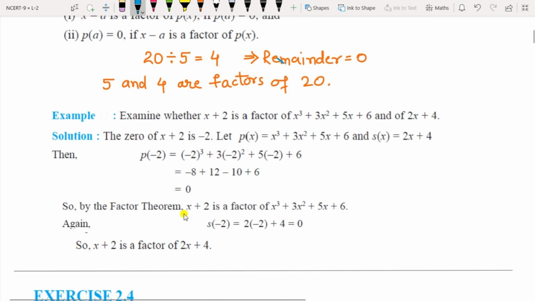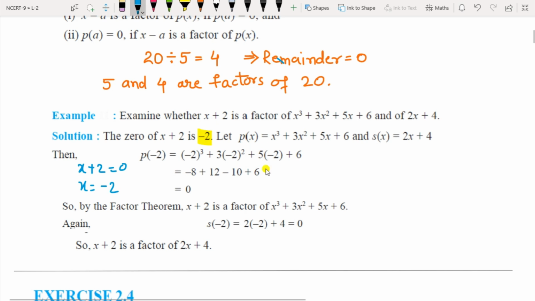Okay. So for example, in polynomials we will see here, examine whether x plus 2 is a factor of this polynomial and this is also another polynomial. So let this polynomial be p(x) and let this other polynomial be s(x). So you have to see whether x plus 2 is a factor of these two or not. So x plus 2 means what? You have to equate x plus 2 equal to 0, like we have seen in the earlier video. x plus 2 equal to 0, so 2 goes to the other side and it will be minus 2. So x equal to minus 2 here.